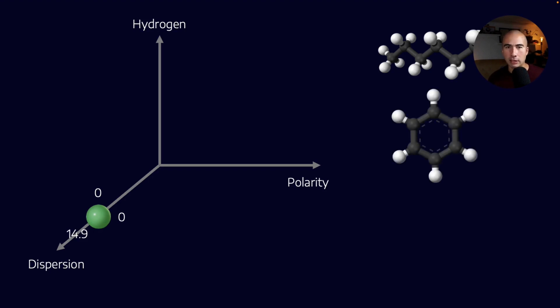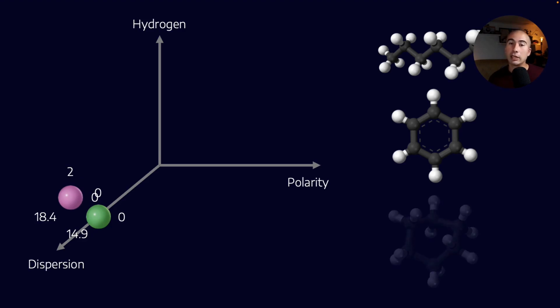Now let's look at benzene. Same number of carbons, slightly fewer hydrogens. It has a polarity ranking of 0, but it's able to form some slight hydrogen bonds, and it has some London dispersion forces to it, which are relatively similar because it's of a similar size to hexane.